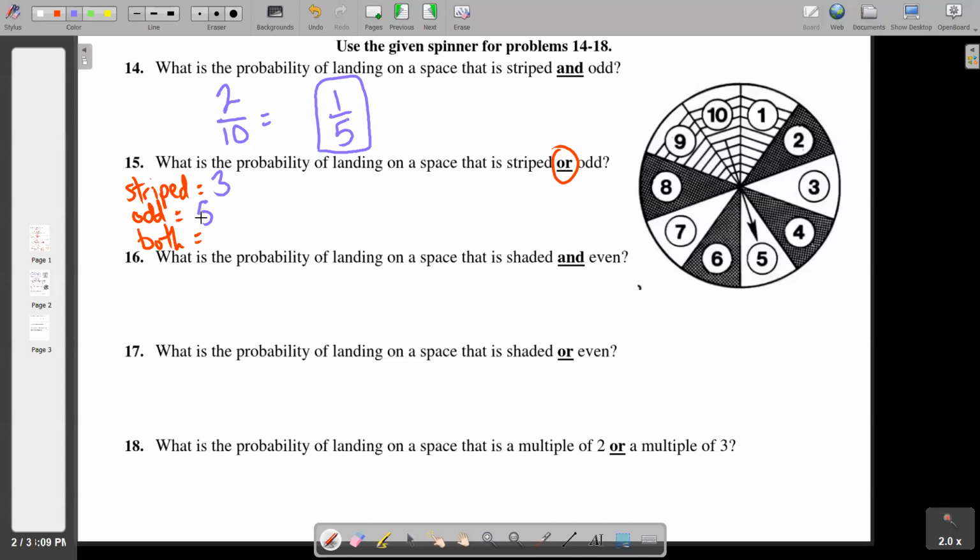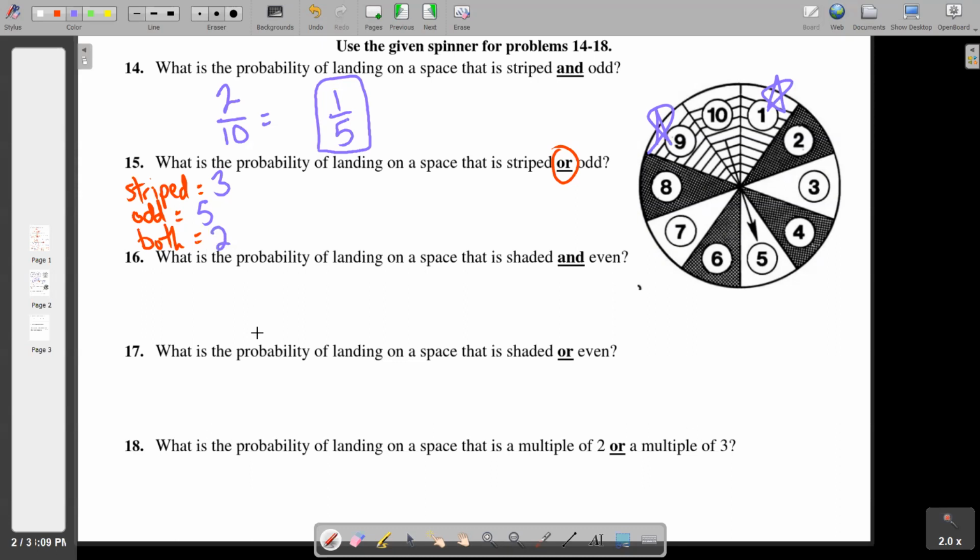Because I have to ask, did I count any cards twice? Were there any cards that got counted as striped and odd? There were 2 of them, and I'll even mark them for you. This one and this one got counted as striped. They also got counted as odds. Therefore, since there are 2 of them in the overlap for both, I'm going to write 2.